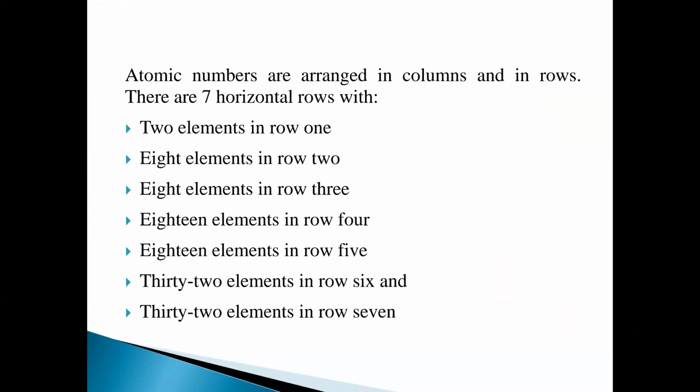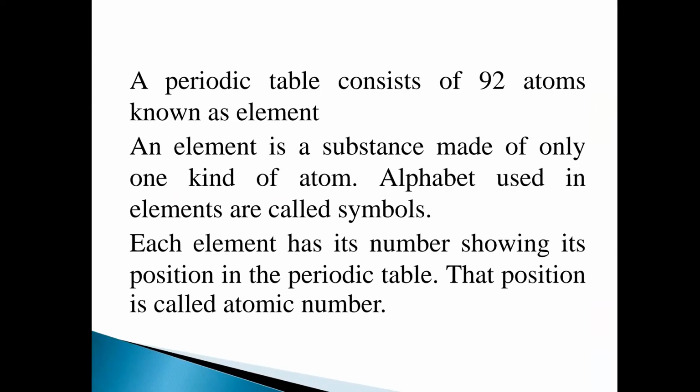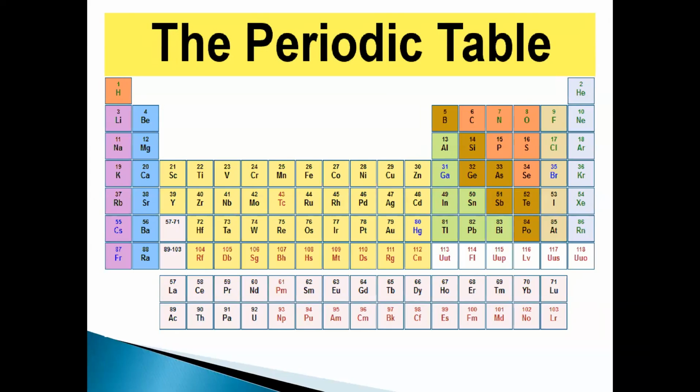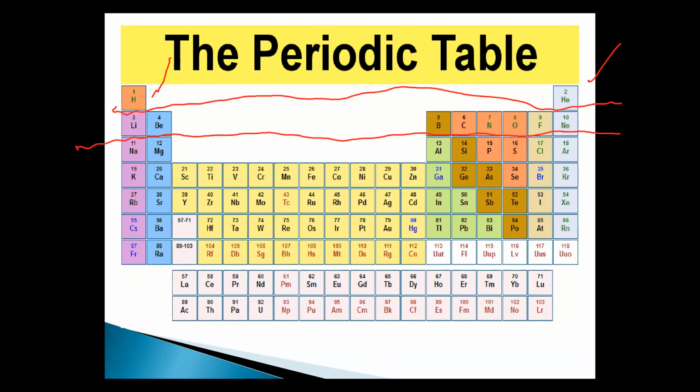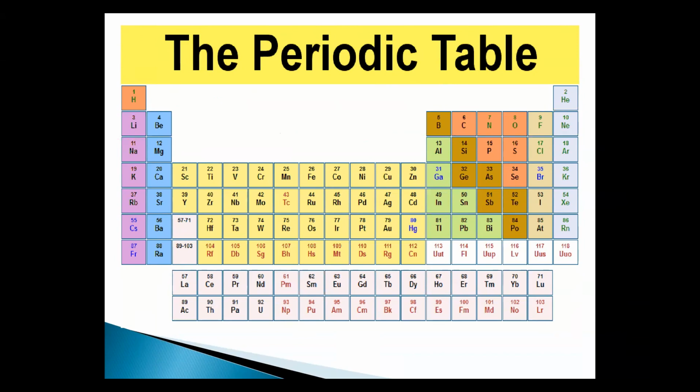So, you see, that's what I was saying. They are saying atomic numbers are arranged in columns and rows. There are 7 horizontal rows, right? With 2 elements in one row, 8 elements in row 2. So, let's go back and try to look at it, right? See, the first row that they are talking about is this row on top. It has 2 elements, you can see. That's hydrogen, a gas, and then that's helium, another gas. And then this is the second row that they are talking about. This one is 2, 4, 6, 8 elements, right? And so on. Those are the rows that they are referring to there, right?